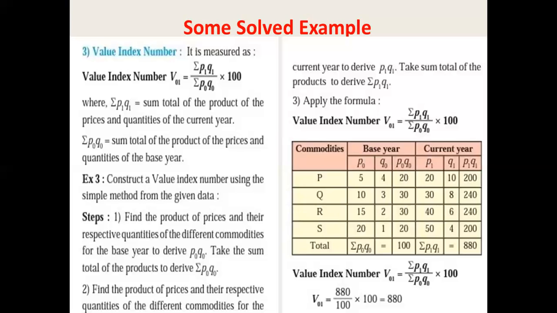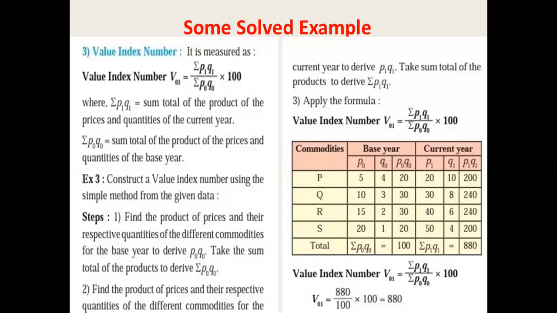Okay. So the first commodity is P. The base year's price is 5, and the base year's quantity is 4. So 5 multiplied by 4, that's why P0 Q0 is 20. Then next, P1 is 20 and Q1 is 10. So 20 multiplied by 10 is 200. So 200 is the P1 Q1.